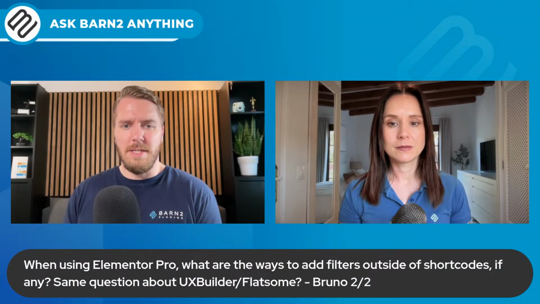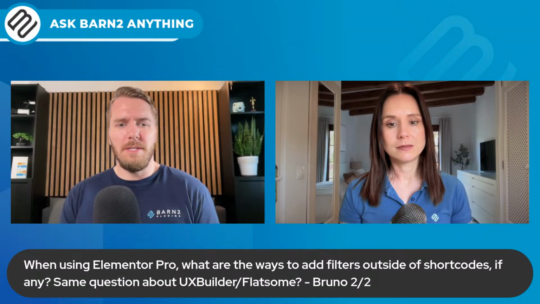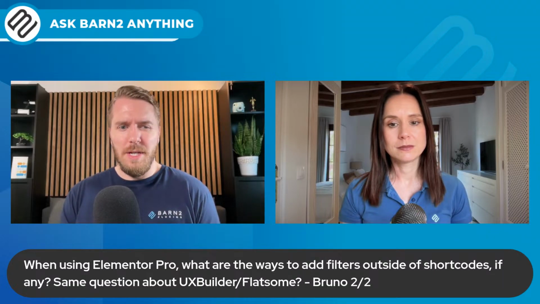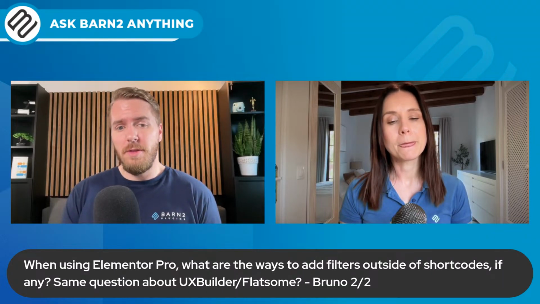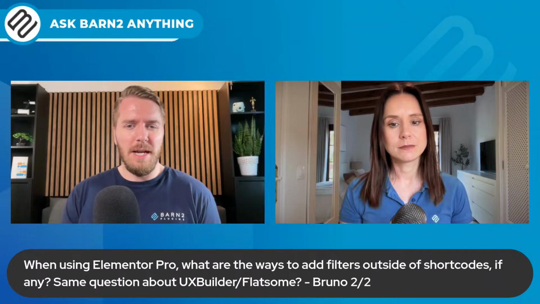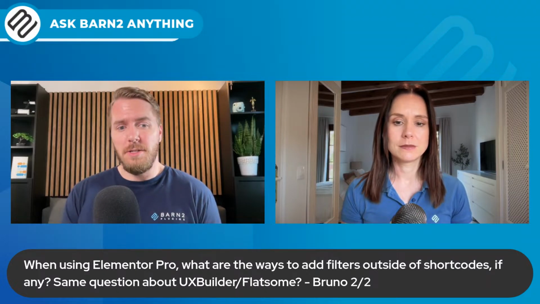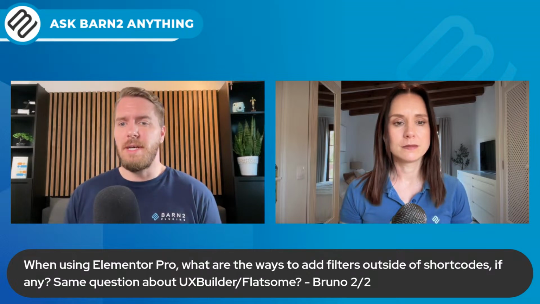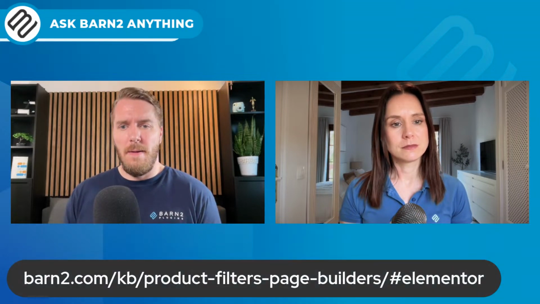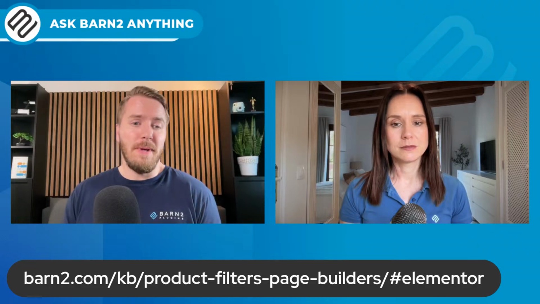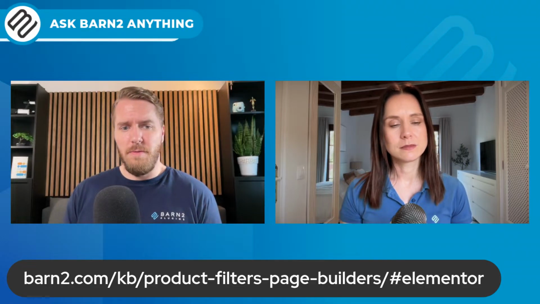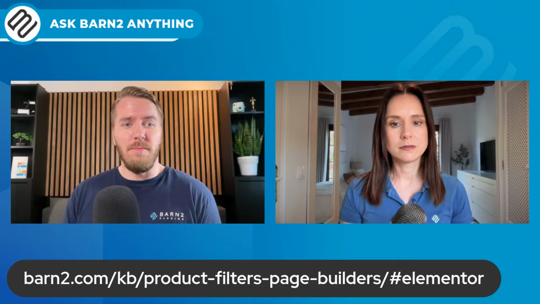And the second part, this is from the same commenter, Bruno says, when using Elementor Pro, what are the ways to add filters outside of shortcodes, if there are any? And the same question applying to UX Builder or Flatsome, for example. I just wanted to show this website, our knowledge base page, which is for product filters within the page builders, and we have Elementor listed among others on that page.